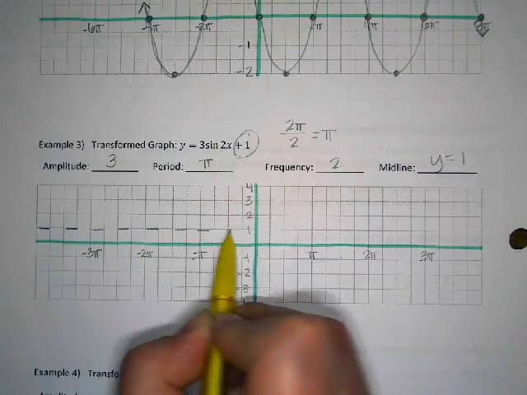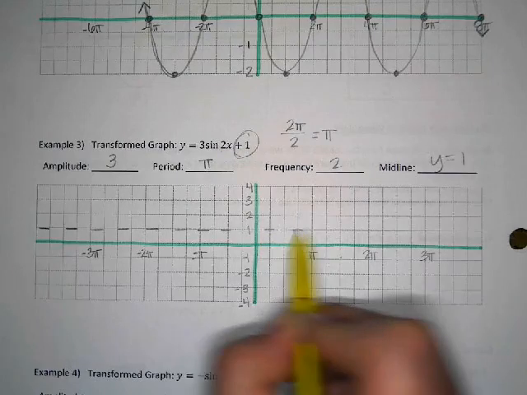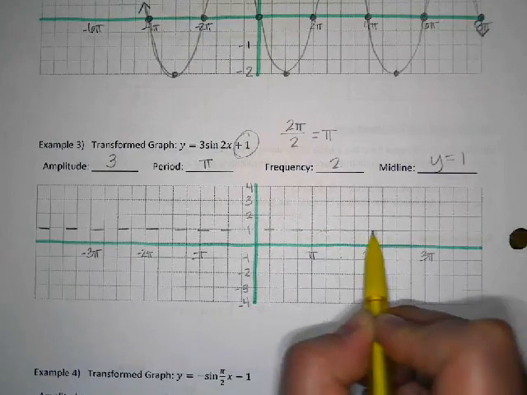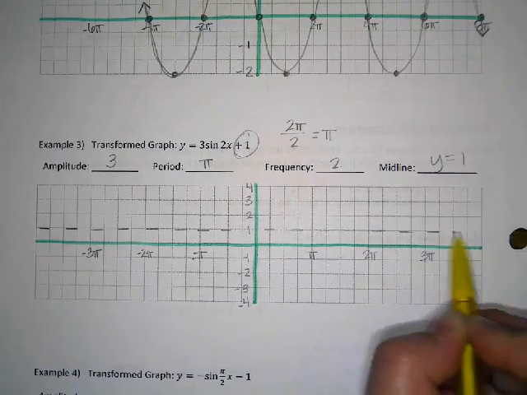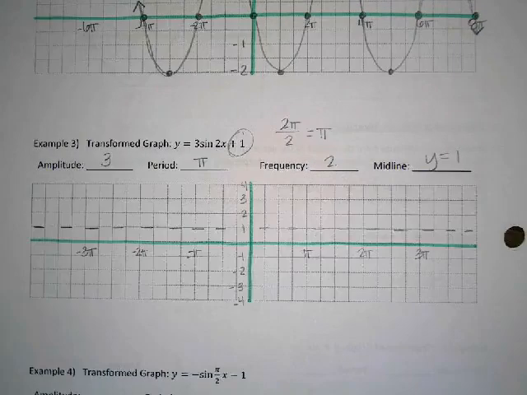So in the past, I've used dotted lines as asymptotes. This is not going to be an asymptote. This is just the midline, just the middle of the graph. And this is not really part of the graph. This is just helping me locate what the middle is.